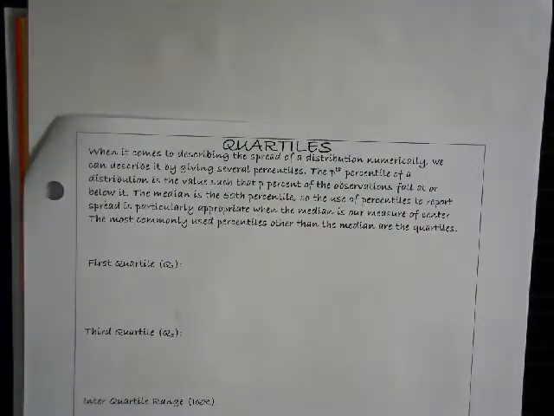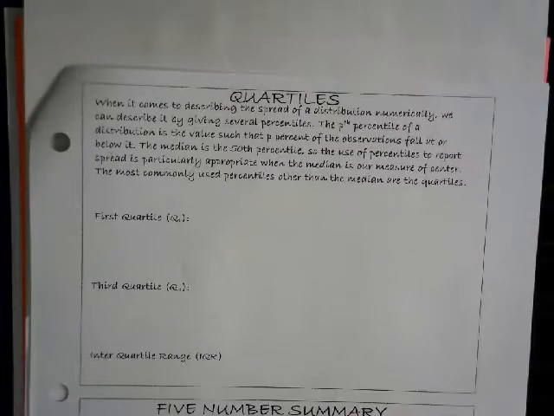Quartiles. When it comes to describing the spread of a distribution numerically, we can describe it by giving several percentiles. The p percentile of a distribution is the value such that p% of the observations fall at or below it. The median is the 50th percentile, so the use of percentiles to report spread is particularly appropriate when the median is our measure of center. The most commonly used percentiles other than the median are the quartiles.